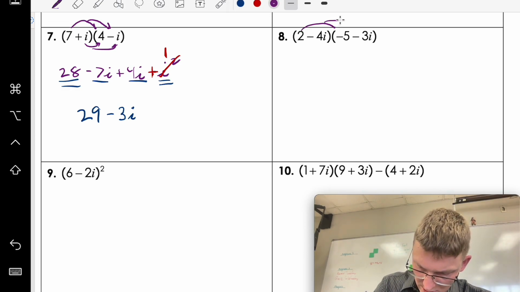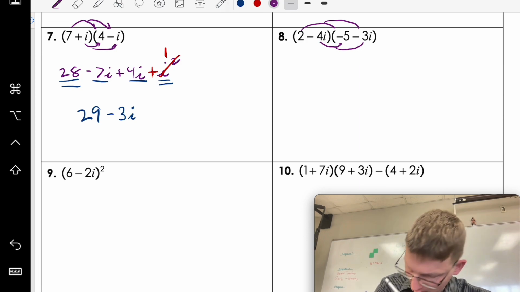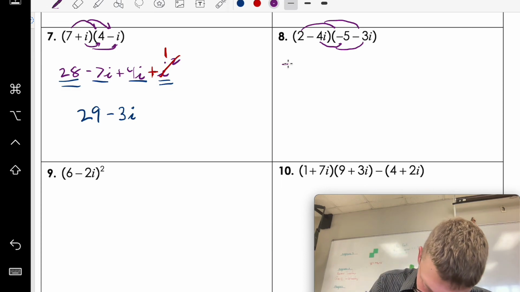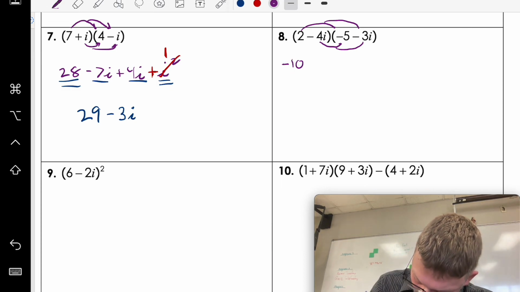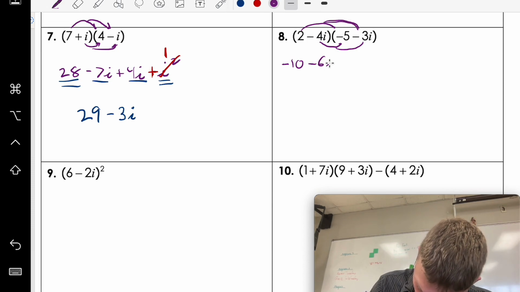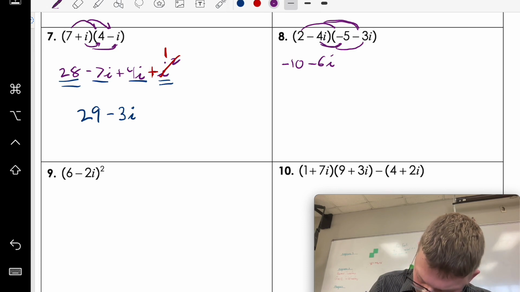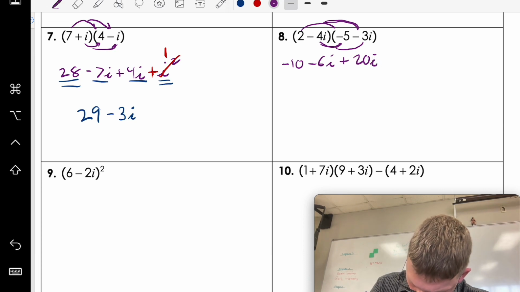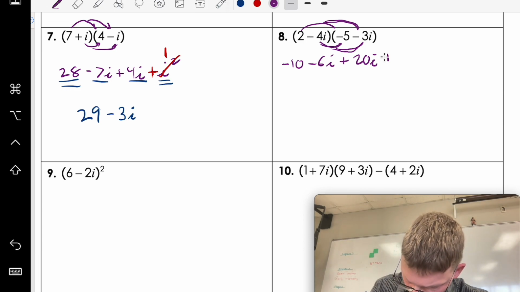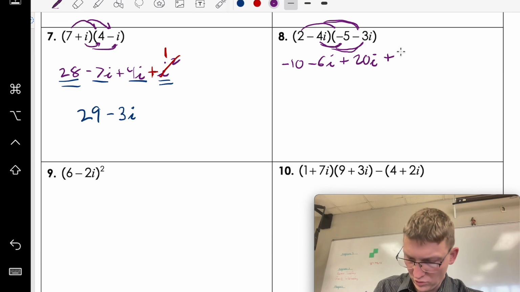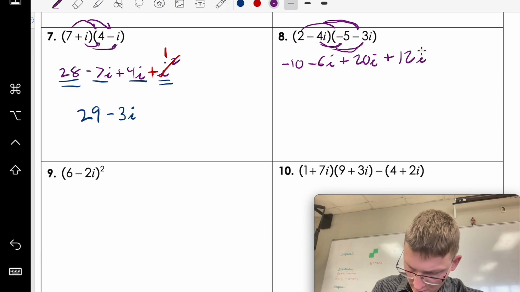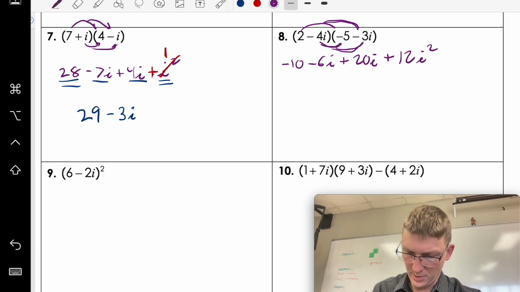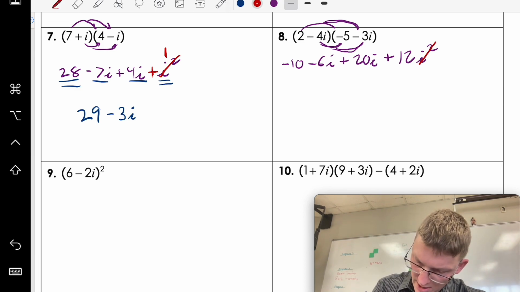We're going to distribute this too. Not distribute. We're going to FOIL these two things together. So then we're going to have negative 10, 2 times negative 5. We're going to have 2 times negative 3. We're going to have negative 4 times 5, negative 5. So it's going to be a positive 20i. And then a negative 4 times a negative 3i. It's going to be a positive 12i squared. So this is going to turn into negative 1.